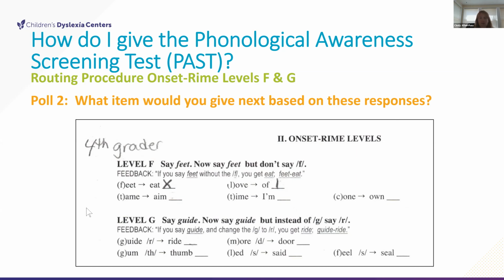So which item did you pick? Well, the child was automatic at feet, correct at love, but not automatic. So this child should be given tame next. If the child were automatic with the second item, love, then I would skip down to level G and give guide.